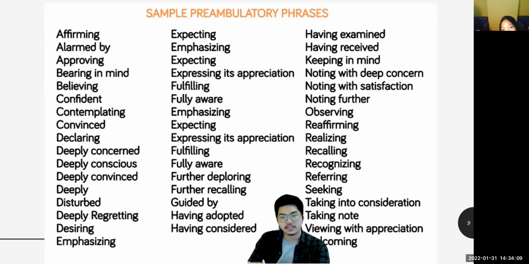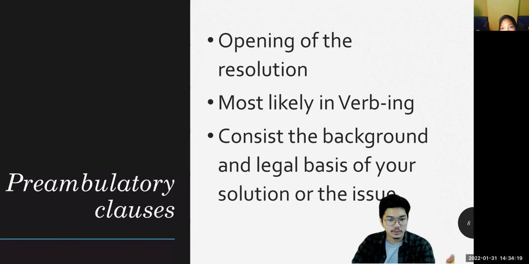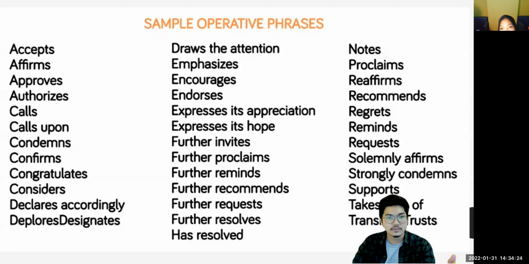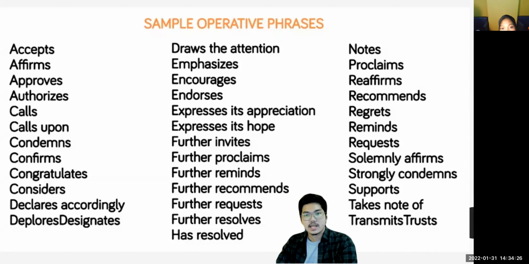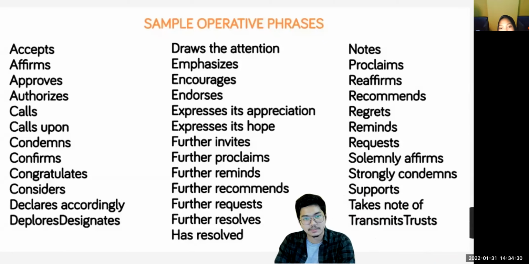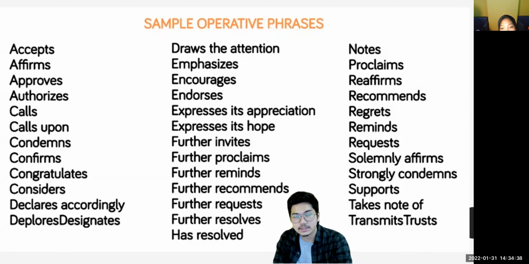Okay, so that's the biggest difference between draft resolution preambulatory parts and the body parts. This is for preambulatory, and this one is for the objective. Wait, sorry, I did say objective. Sorry, it was operative phrases, right? But it's basically the same thing, operative, objective, but most conferences use operative. Operative, as the name suggests, comes from the word operation.